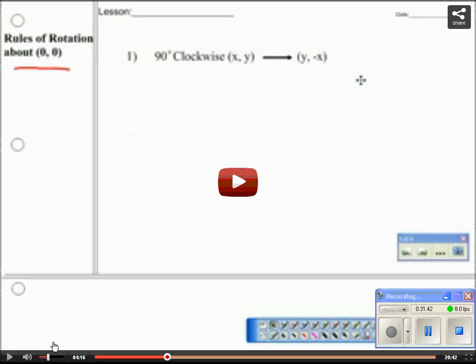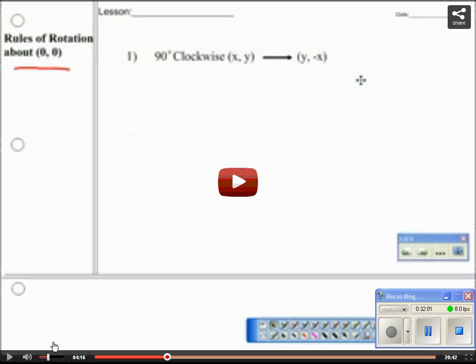So if you're going 90 degrees clockwise, all of these are about the origin. Where's the origin again? 0, 0. So all of them are about the origin.